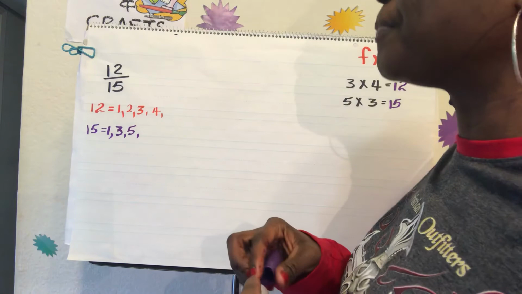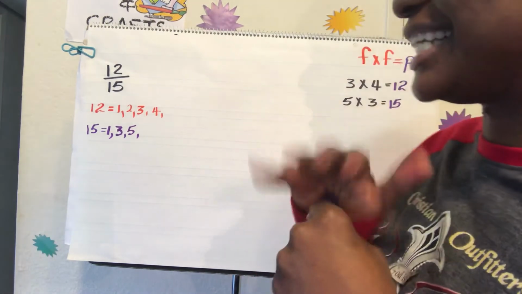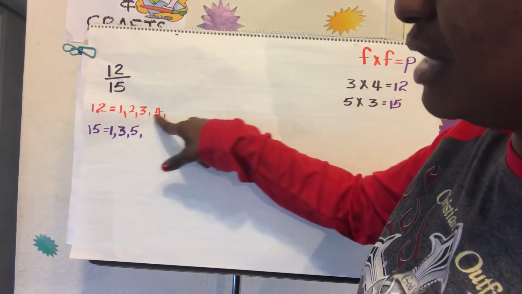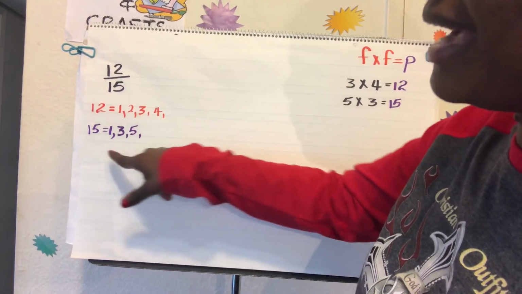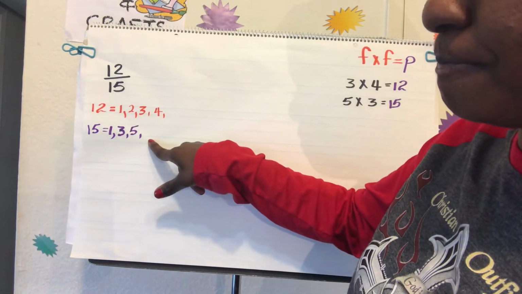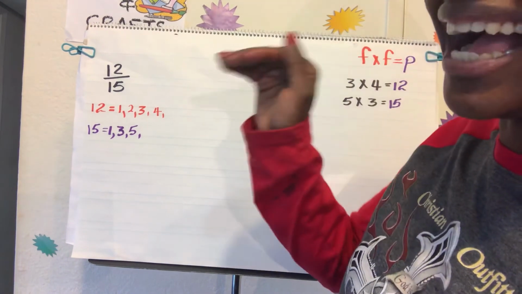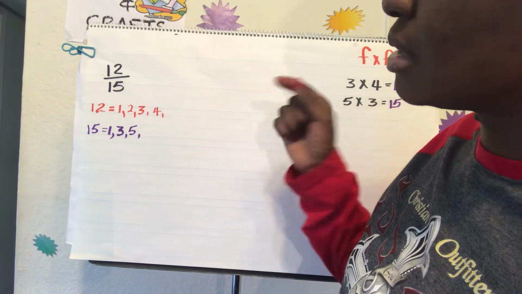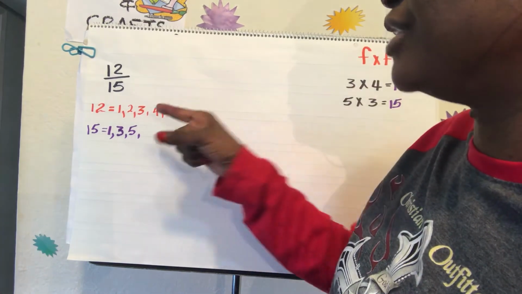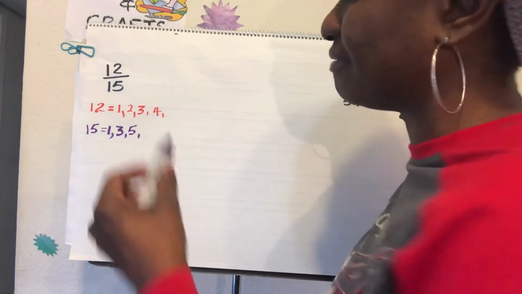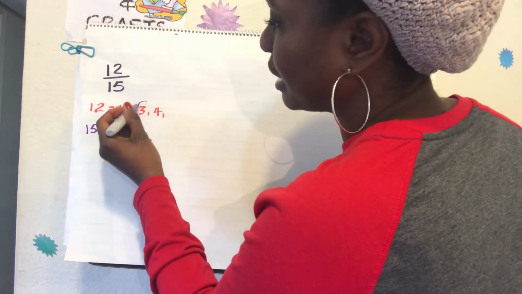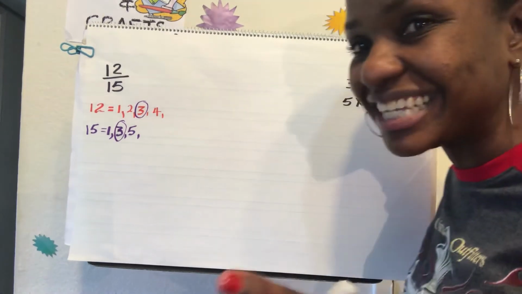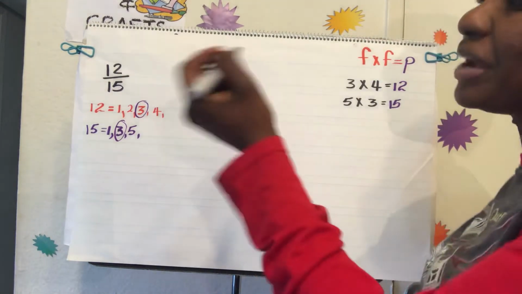So I stop there. Now the next task is to decide, okay, from the factors of 12, which are all of these numbers, and then all the factors of 15, which one is the highest? Which numbers do they have in common? Oh, there's a 3 and a 3 there. So they have these in common. That's the hint, and that lets me know, okay, now I can divide.